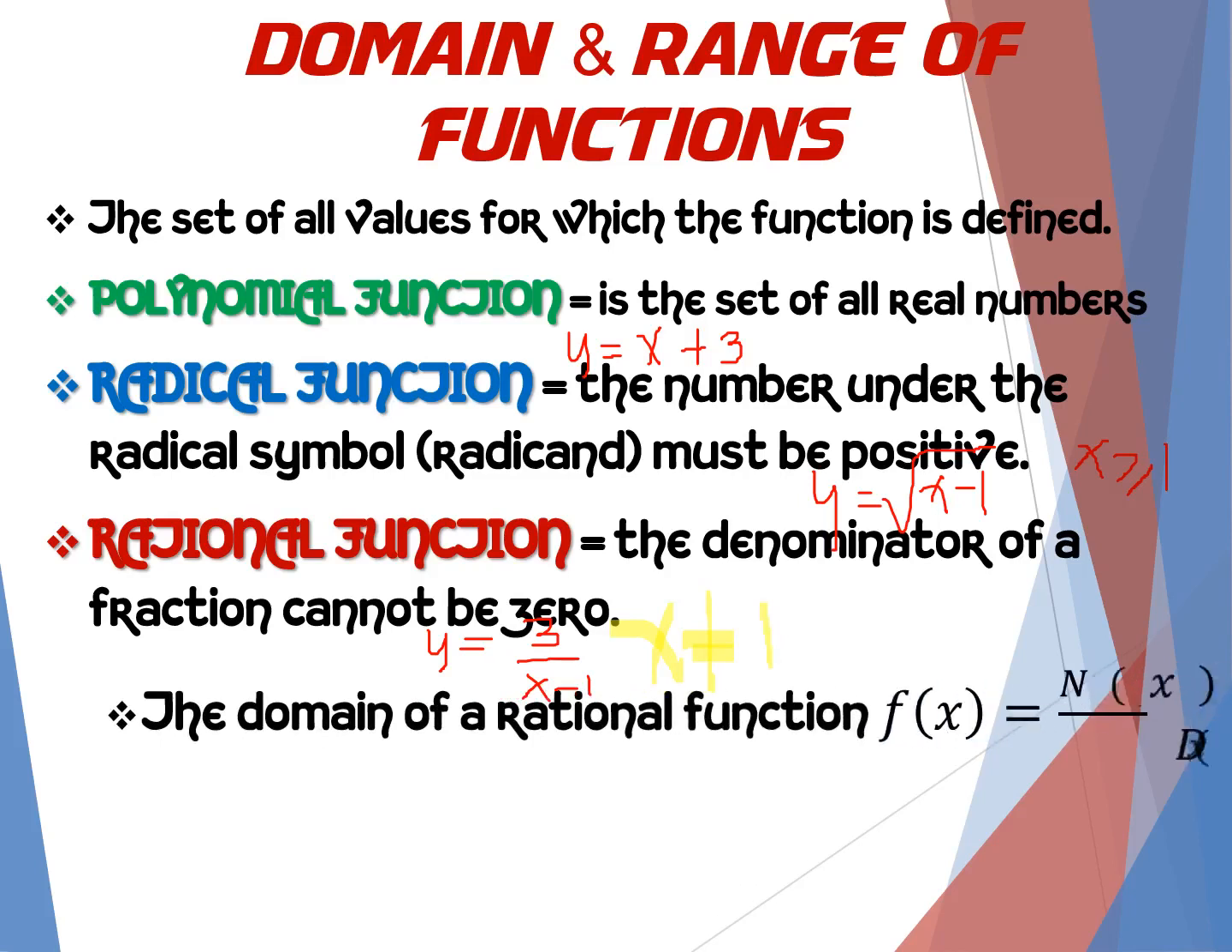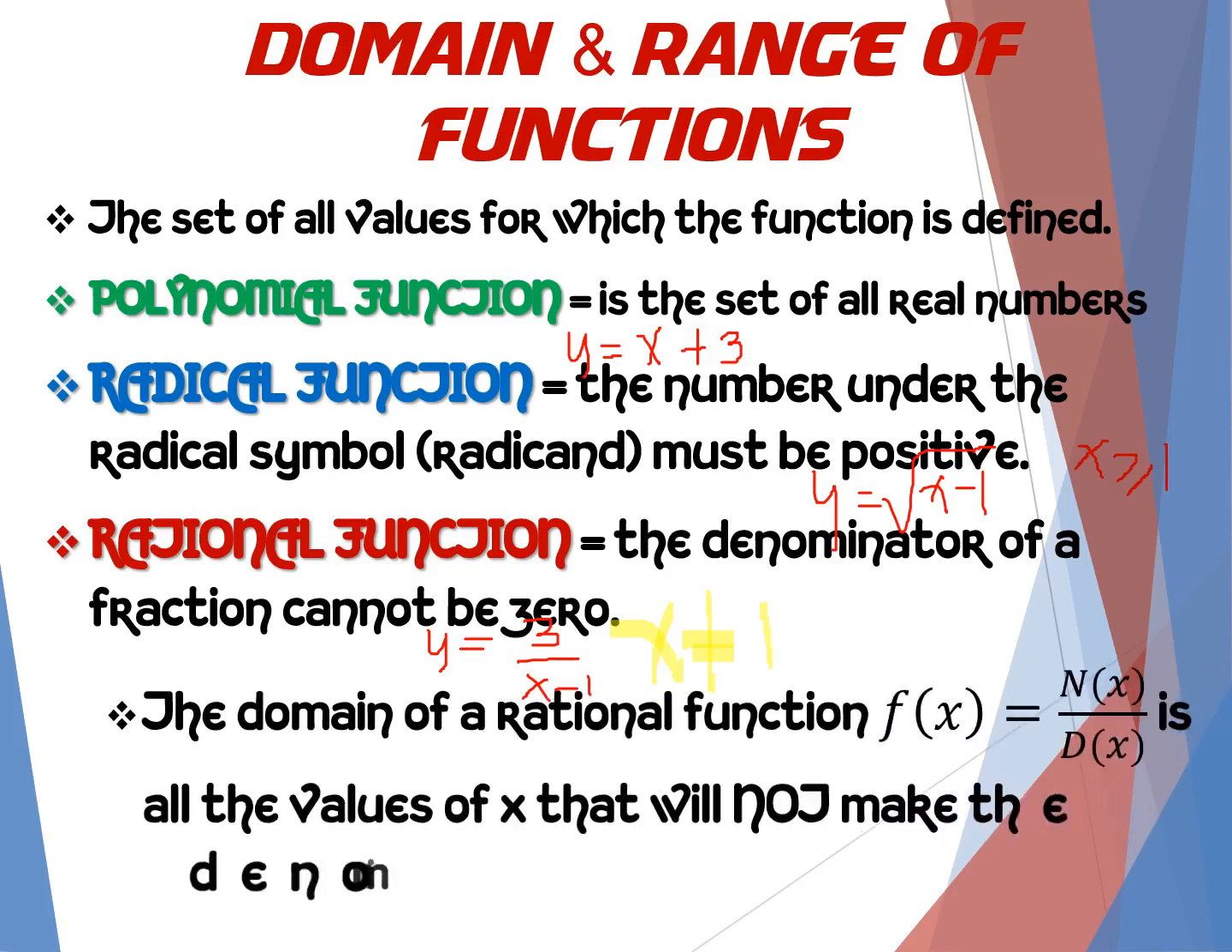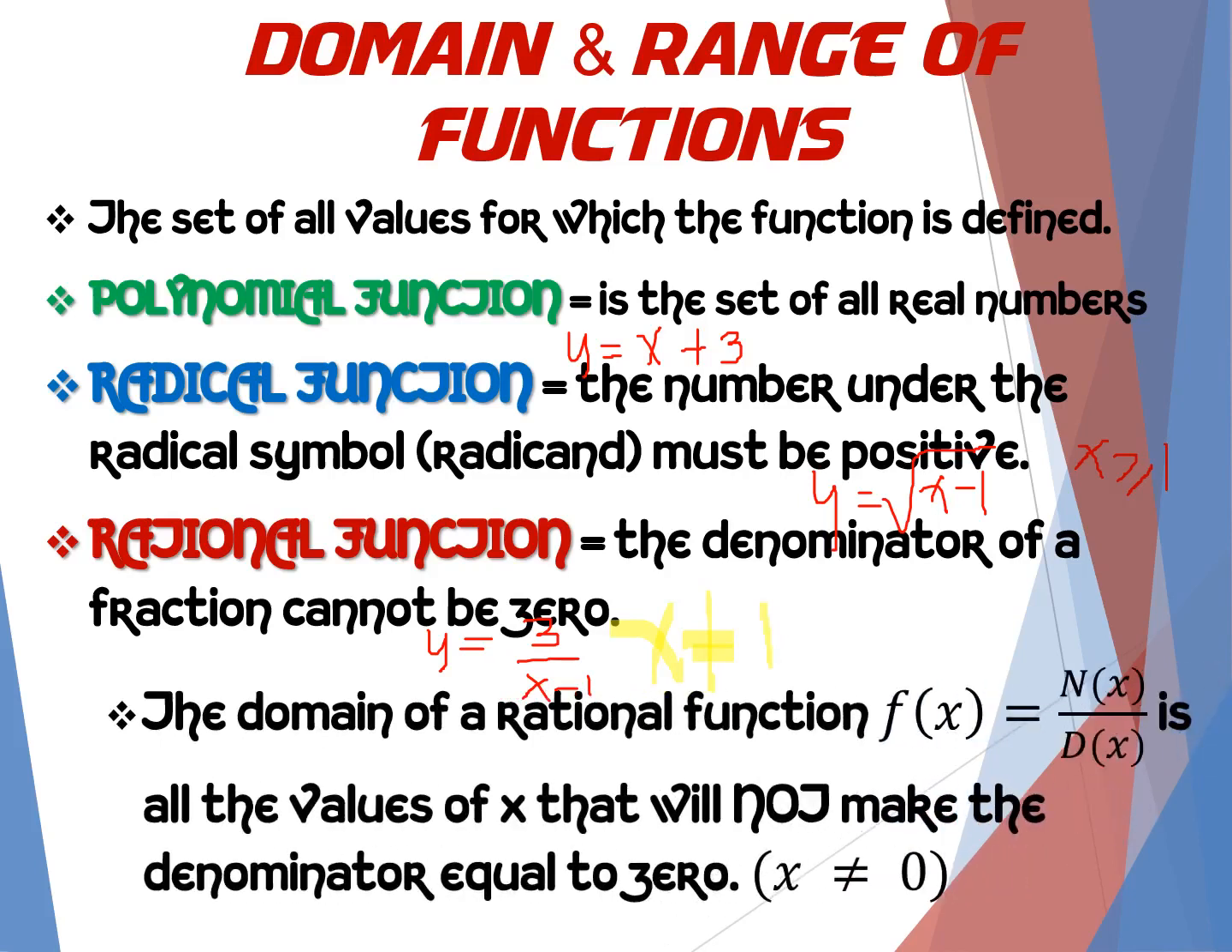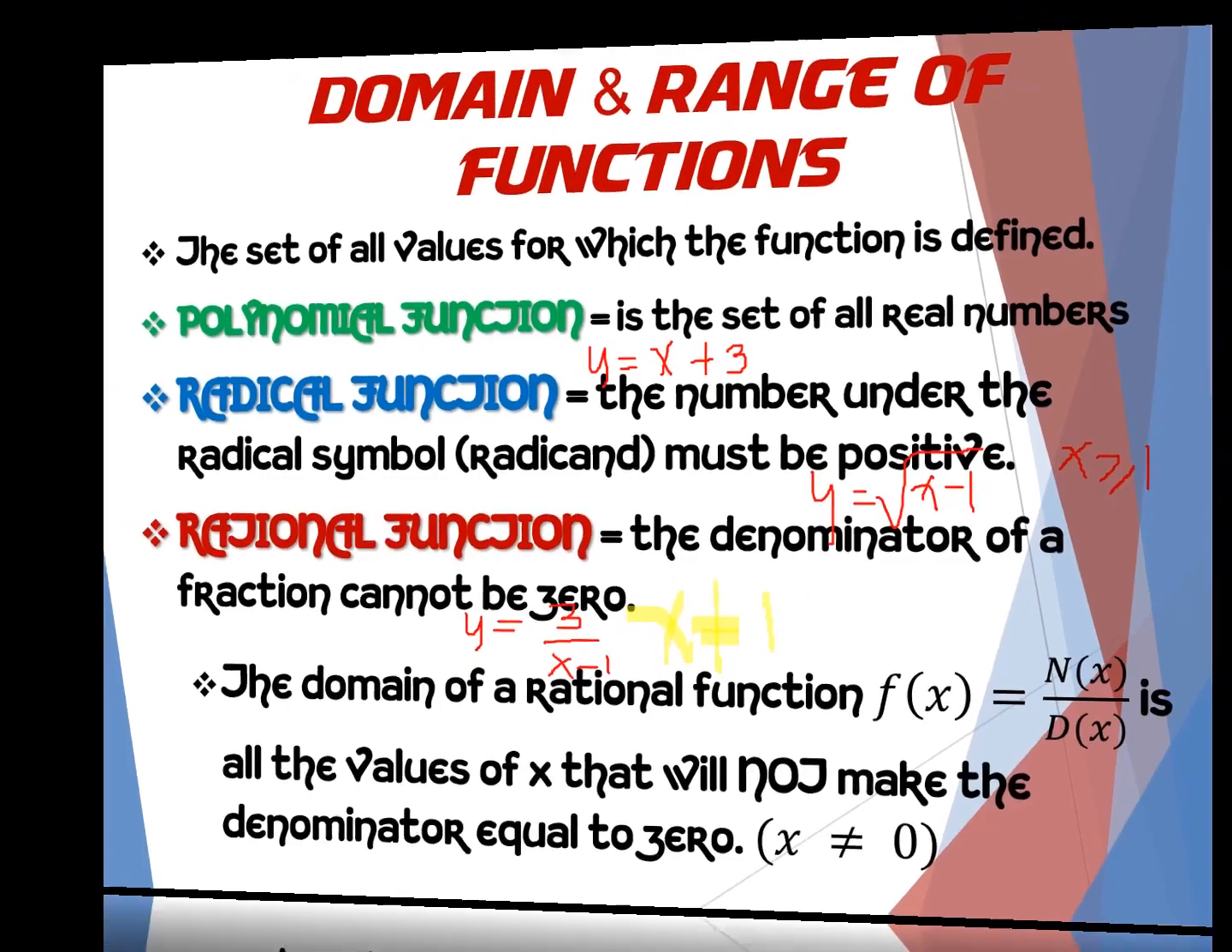Okay, so that is how we find the domain of a rational function. There is always a restriction in the denominator. For a radical function, there is a restriction in the radicand, but for a polynomial, there is no restriction. I hope that is clear.